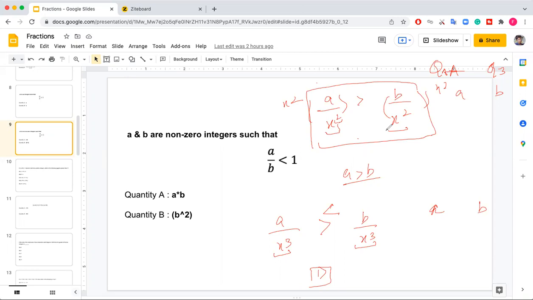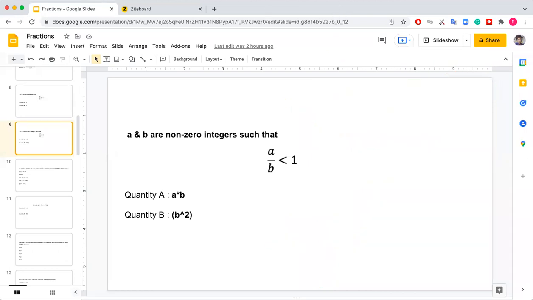In this scenario, A upon x square, as A and B are non-zero, they can be positive or negative. So the answer will be D or B. So it's A greater than B, but A can be positive or negative. At first, we are considering that A and B are positive. I just wanted to show you a point regarding the x square and x cube concept.